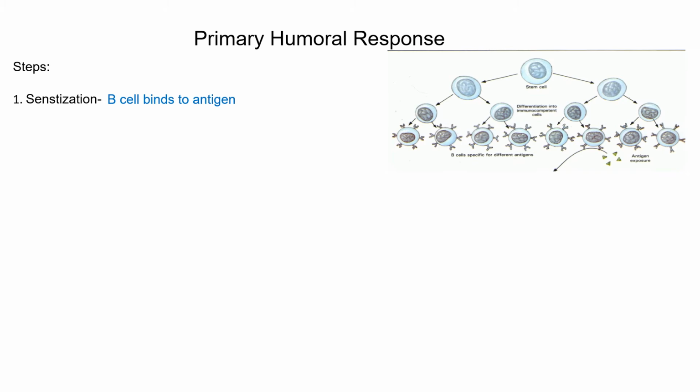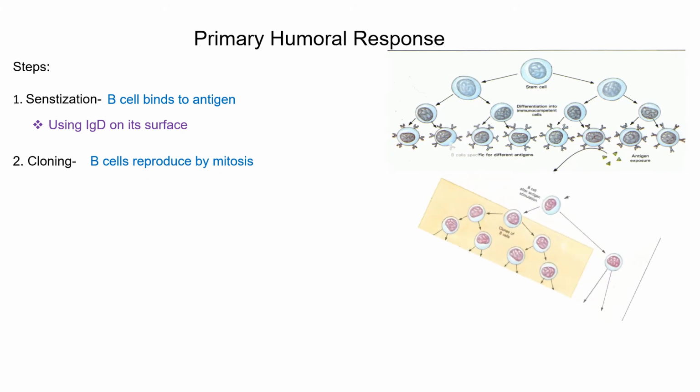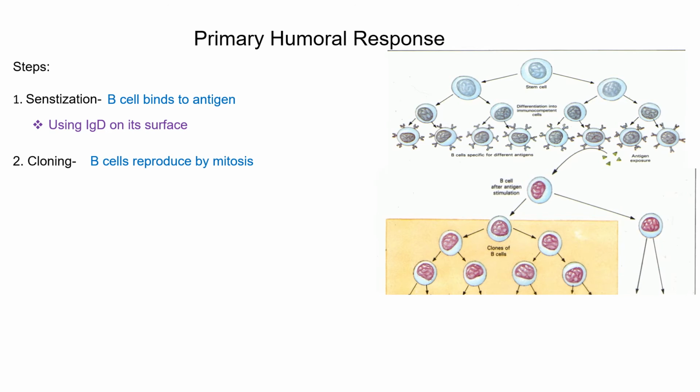Now, with sensitization, again, the B cells bind to the antigen using the IgD on their surface. Once that specific B cell is sensitized, it undergoes cloning. Cloning is where the B cell divides, and it's going to do so by mitosis. That's what we see over here. Now the problem is mitosis is slow. It takes about 24 hours for a cell to divide by this process. So it's going to take several days to get enough B cells to respond.